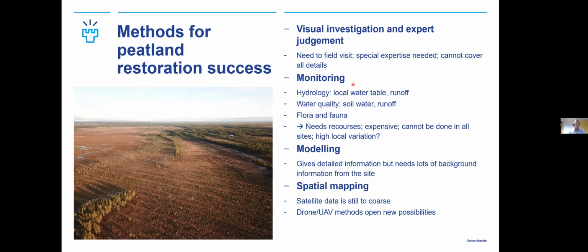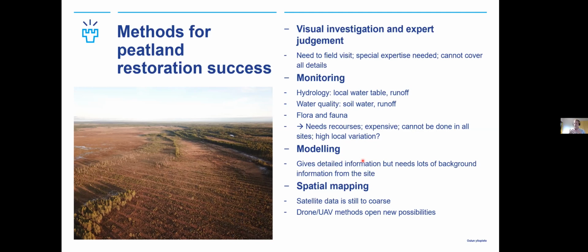Then there has been a lot of hydrological monitoring. We can monitor changes in the local water table in the peatlands, changes in the runoff, changes in the water quality in the pore water or runoff, and flora and fauna. But the challenge with these is that they're very expensive, and we cannot monitor all the sites due to budget issues. And again, there's a high local variation, meaning that we need to have very representative sites.